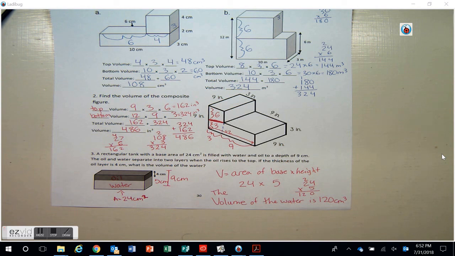120 centimeters cubed. All right, guys, look it over. Make sure that you're understanding how to get these answers before you start working on your homework.